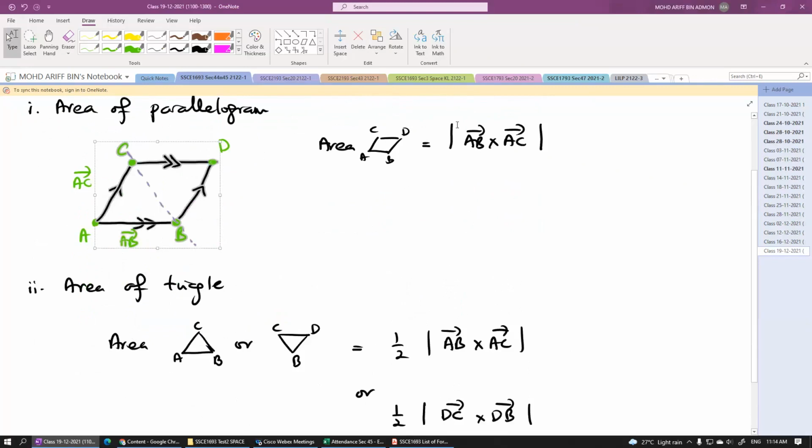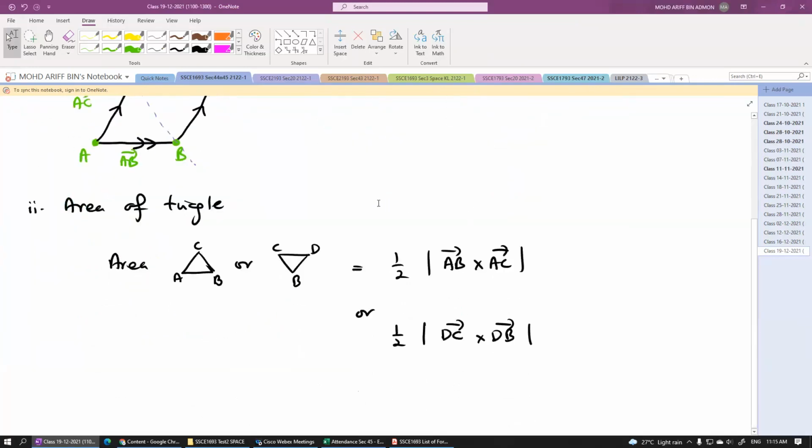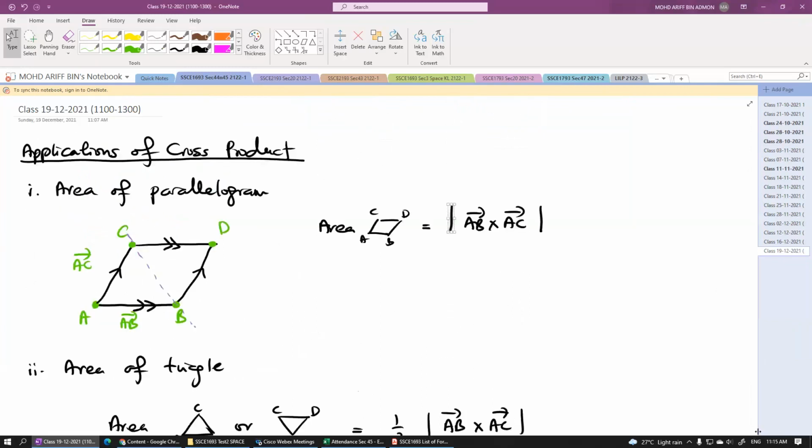So you just perform the cross product and then you calculate the magnitude itself, because for area we are looking for the magnitude, the scalar. We do not need the direction. So that's the application of cross product, the direct application.